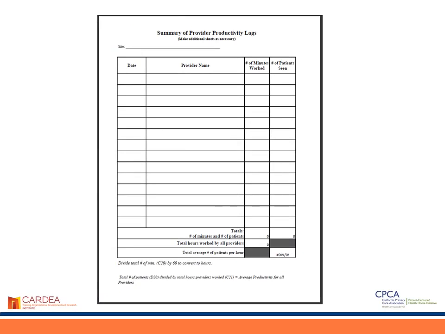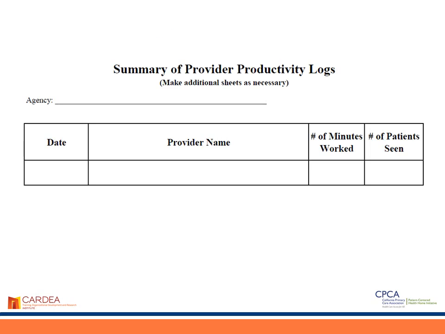If you want to determine the average productivity of all of the providers at a particular site or at your agency, you'll want to use this Summary of Provider Productivity Logs, which is another downloadable handout. You can see that the column headings include date, provider name, number of minutes worked, and number of patients seen. So you would simply transfer the information and totals from the individual provider productivity logs to this one.